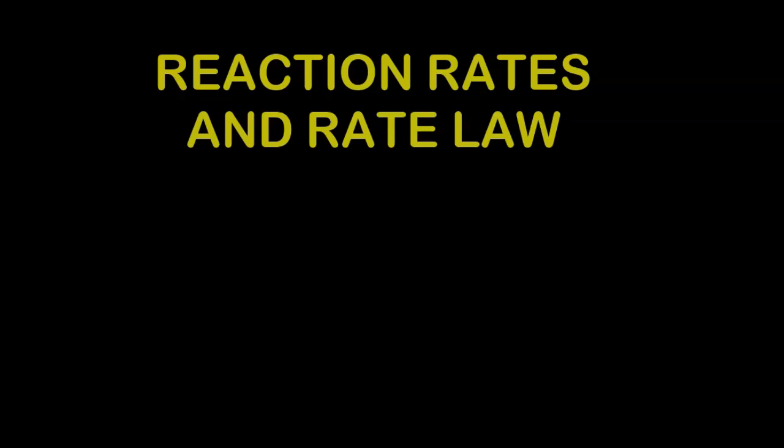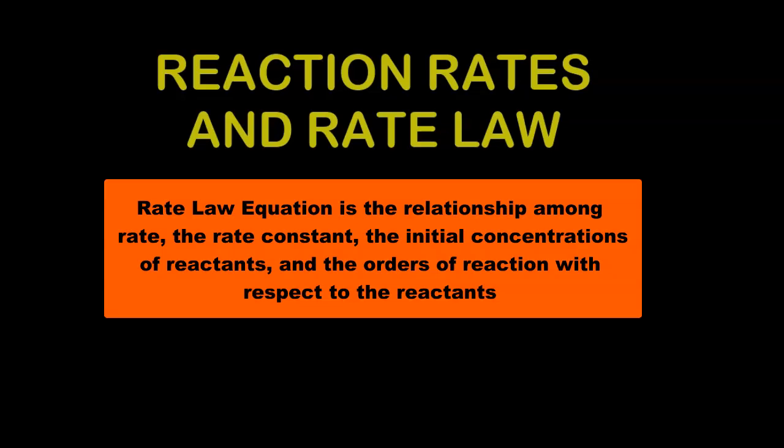Hey guys, in this video lesson we will understand what a rate law is and how to determine reaction rates given the experimental data. Let's first understand what a rate law is. A rate law is defined by an equation that explains the relationship among the rate constant, the initial concentration of reactants, and the orders of reaction. The orders of reaction are always found with respect to the reactants.